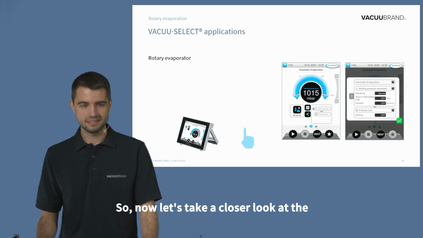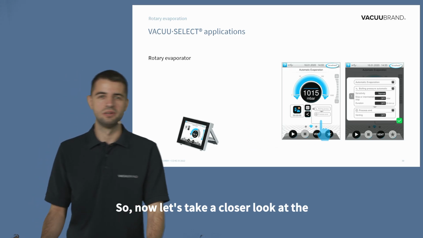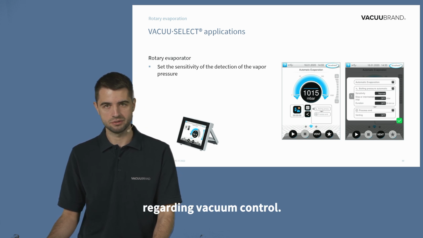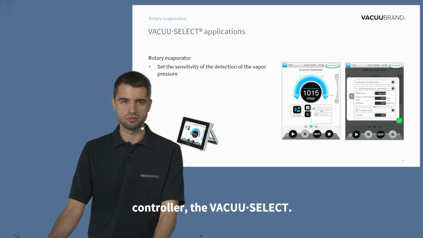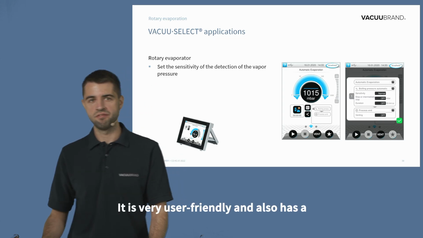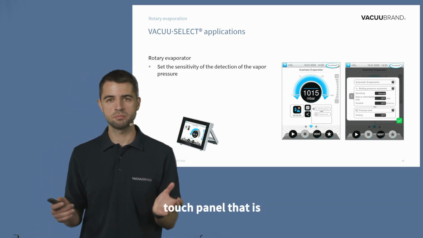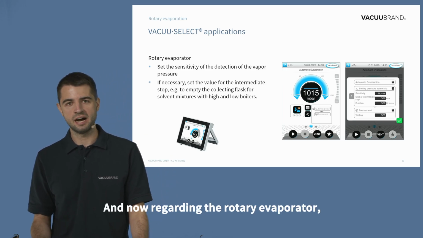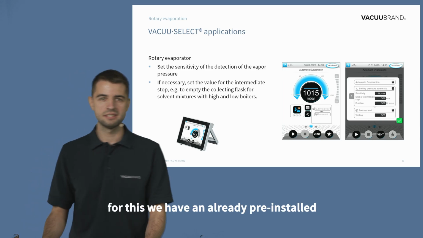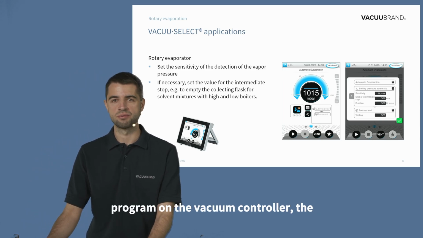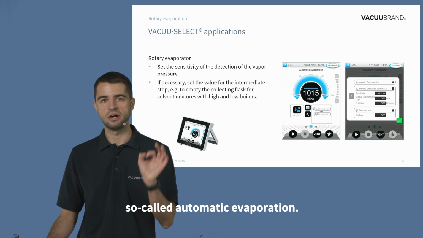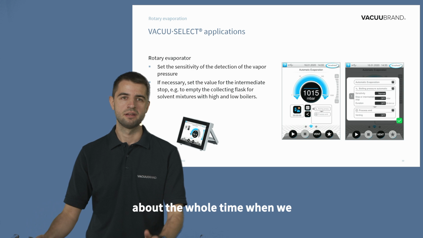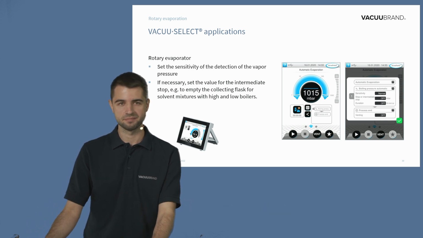So now let's take a closer look at the ideal control panel for the whole topic regarding vacuum control. And this is our current vacuum controller, the Vacuum Select. It is very user-friendly and also has a touch panel that is simply operated by icons. And now regarding the rotary evaporator, for this we have an already pre-installed program on the vacuum controller, the so-called automatic evaporation. So this is the program we were talking about the whole time when we talked about automatic mode.